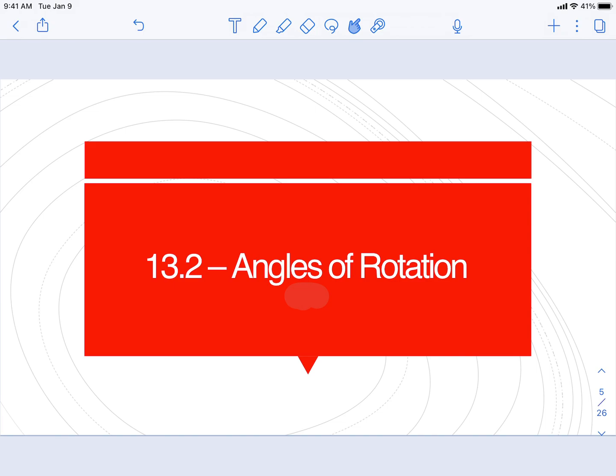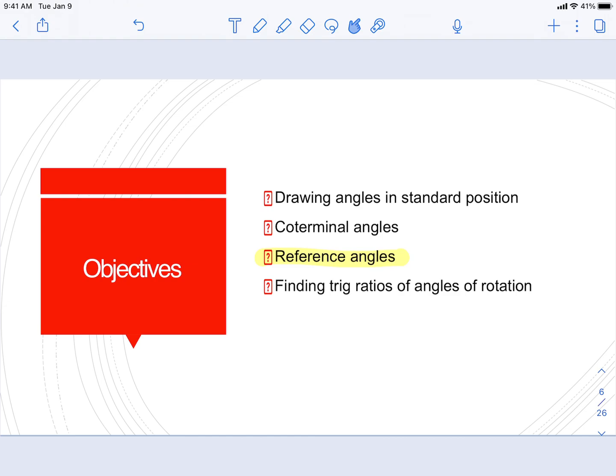Hey guys, Mr. Gron, 13.2 angles of rotation. In this lesson, in this video, we'll be looking at reference angles.